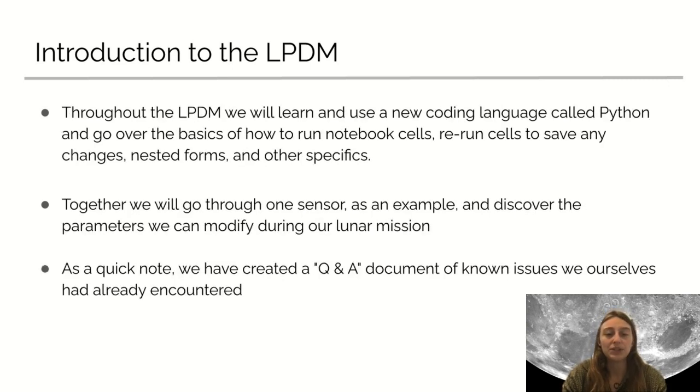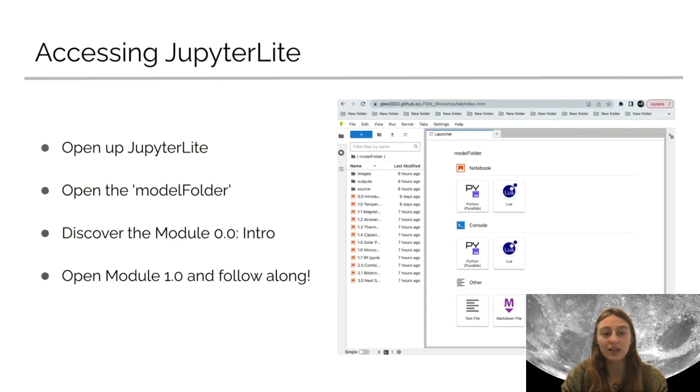Throughout the LPDM, we will learn to use a new coding language called Python and go over the basics of how to run notebook cells, rerun cells to save any changes, nested forms, and other specifics. Together, we will go through one sensor as an example and discover the parameters that we can modify during our lunar mission. When accessing Jupiter Light, we will open it up. We will open specifically the model folder. You and your team will discover the module 0.0, the introduction, to get accustomed, and then we will continue on from there. We will open up module 1.0, and you're welcome to follow along.